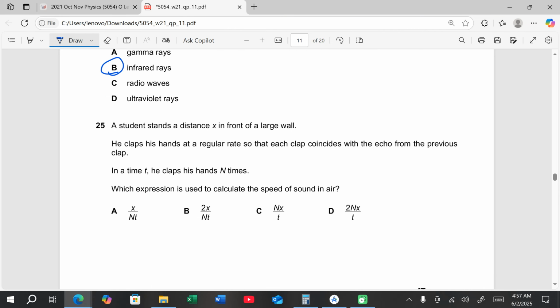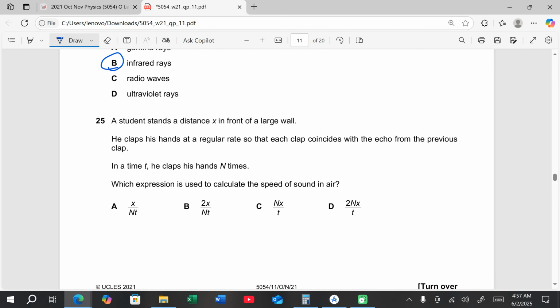A student stands a distance x in front of a large wall. He claps his hands at a regular rate so that each clap coincides with the echo from the previous clap. In time t, he claps his hands n times. Which expression is used to calculate the speed of sound in the air? So it is 2x over t. Since he claps n times, we make it 2nx over t.